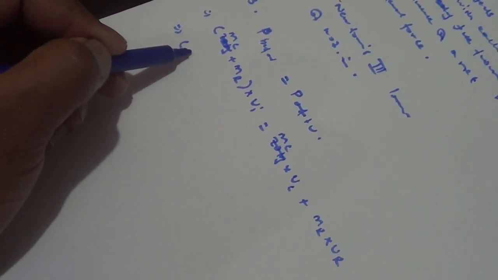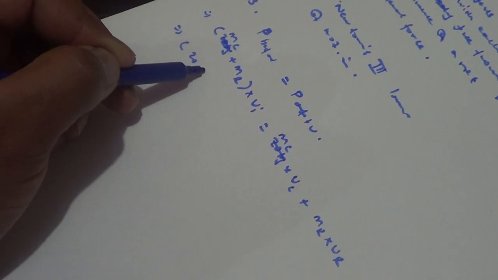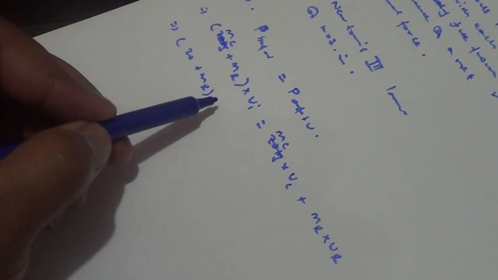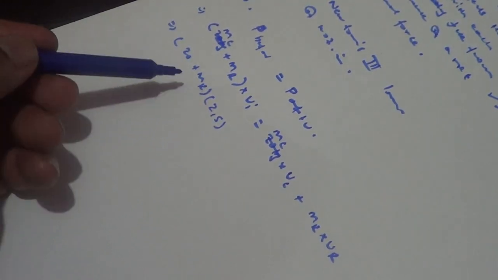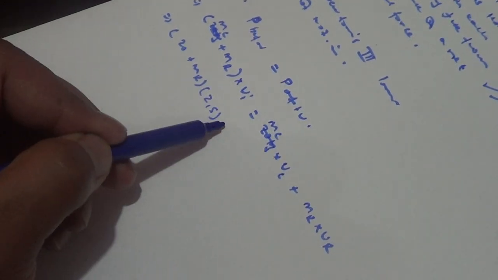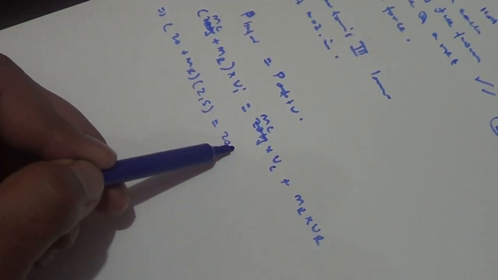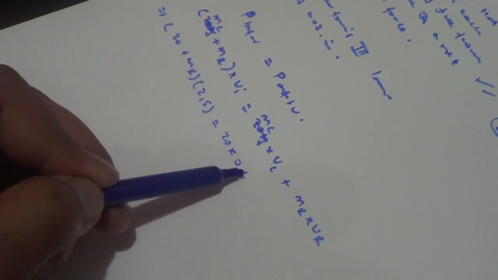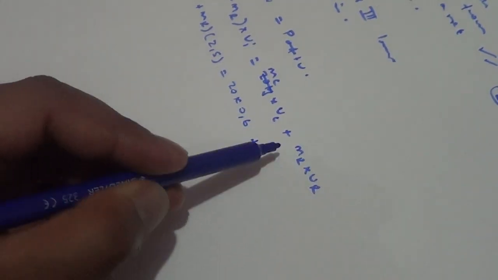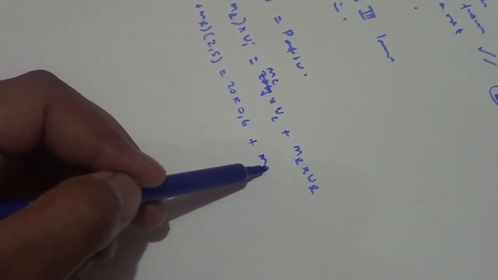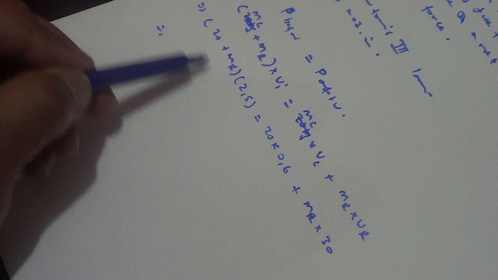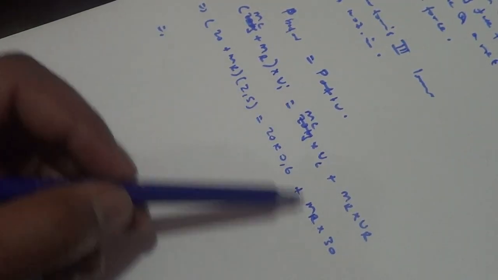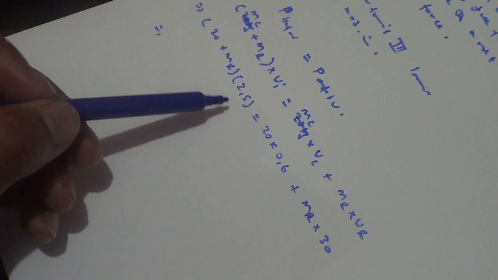I did a bit of a dirty job there, I apologize. So the mass of the cart is 20 plus the mass of the rocket, which we don't know, multiplied by the initial velocity, which is 2.5, positive because we chose forward as positive. This equals 20 multiplied by 0.6, which is in the same direction, plus the mass of the rocket, which we don't know, multiplied by 30 meters per second. So we just work this out nicely.